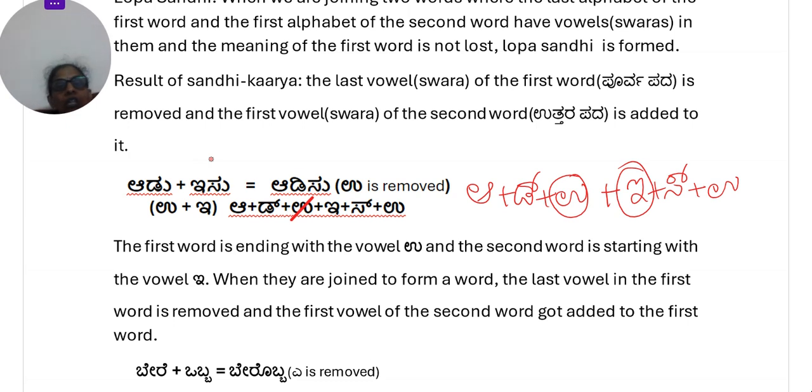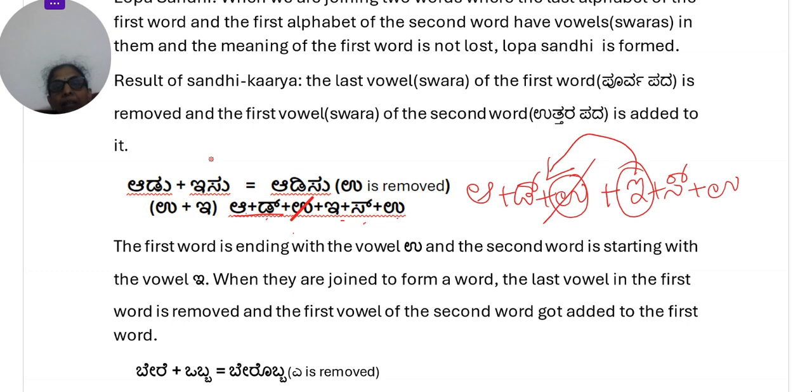Now we are going to do Sandhi Karya. So what is the result of the Sandhi Karya? The last vowel of the first word is removed. You can see here, the last vowel of the first word, that is Purvapada, is removed. And the first vowel of the second word, that is Uttarapada, gets added here. So finally what will happen? You will get it like this. A plus D, the U is removed.